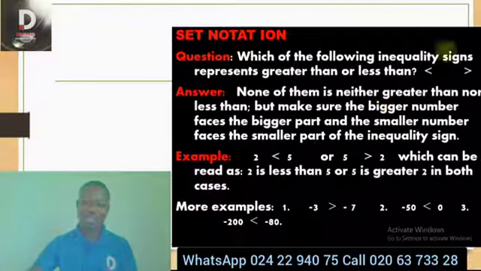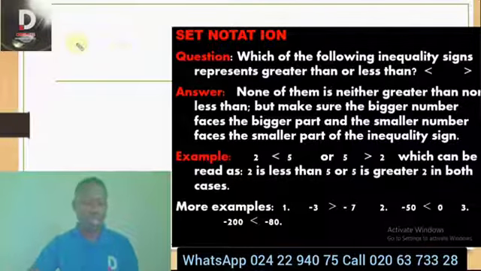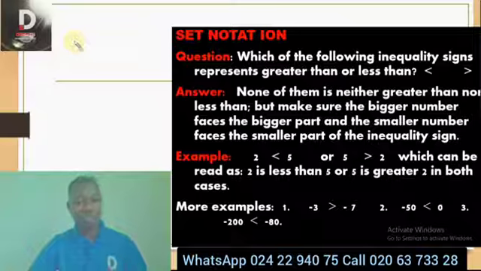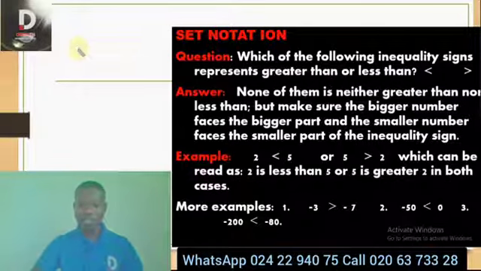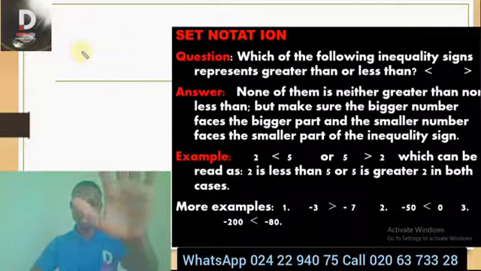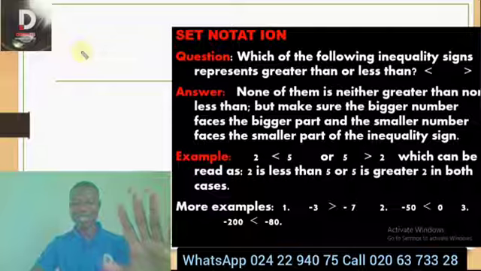Set notation. According to the chief examiner, set notation is a critical topic for most students, both JSS, SHS level, and even university entrance. But it's so simple. Watch the way I'm going to demonstrate it to make it so simple for you.